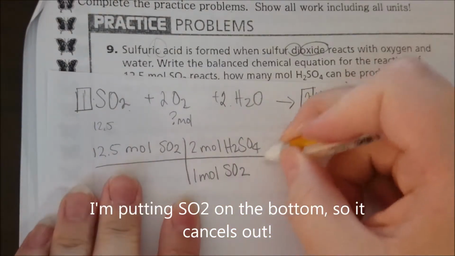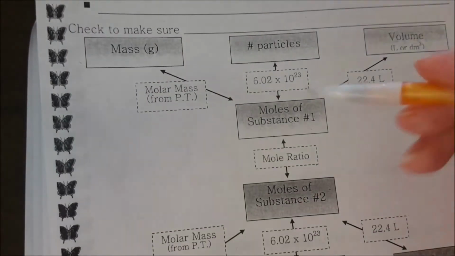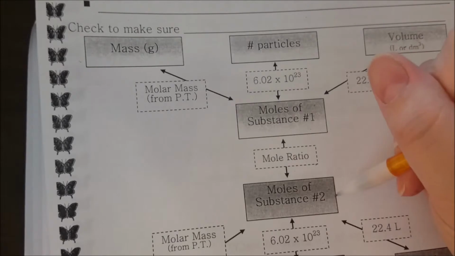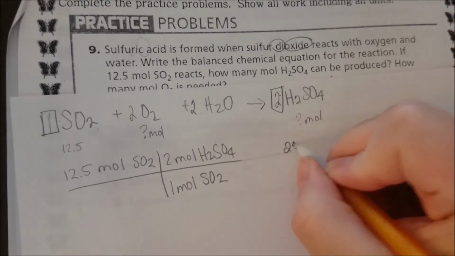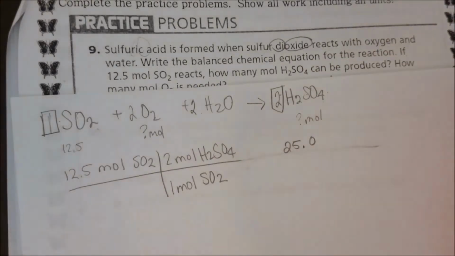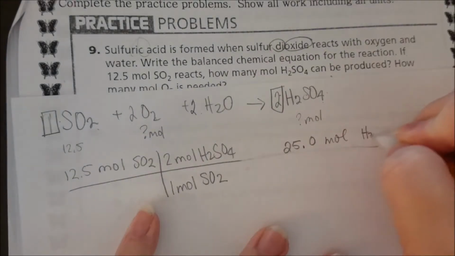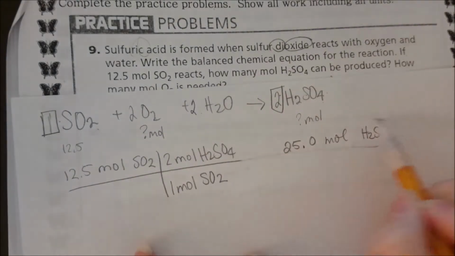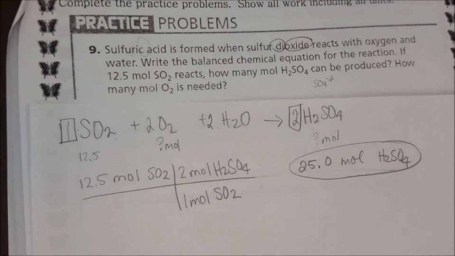And then that's the only step that I have to do because I'm given moles of substance 1 and I want moles of substance 2. So it's 12.5 times 2, which is 25. For sig figs, I'm going to put 25.0. And that's my answer. So for the second part, they're asking how many moles of O2 is needed.